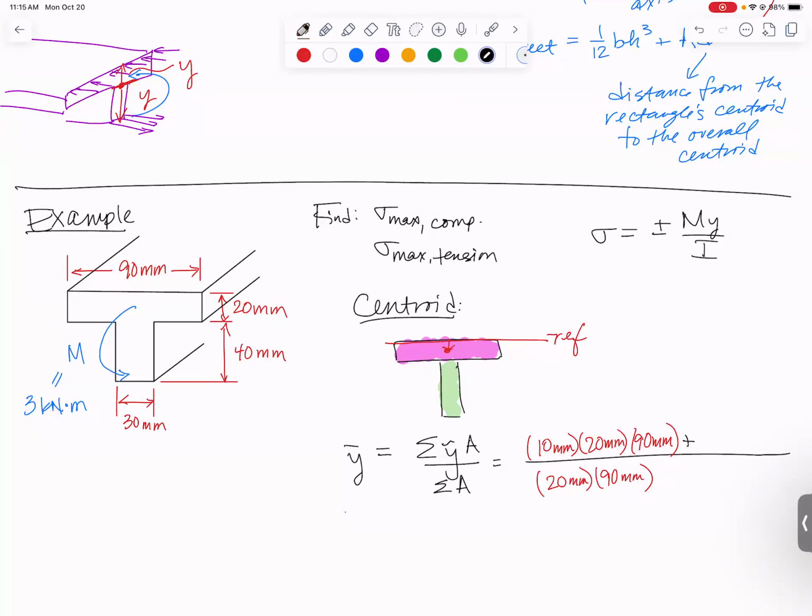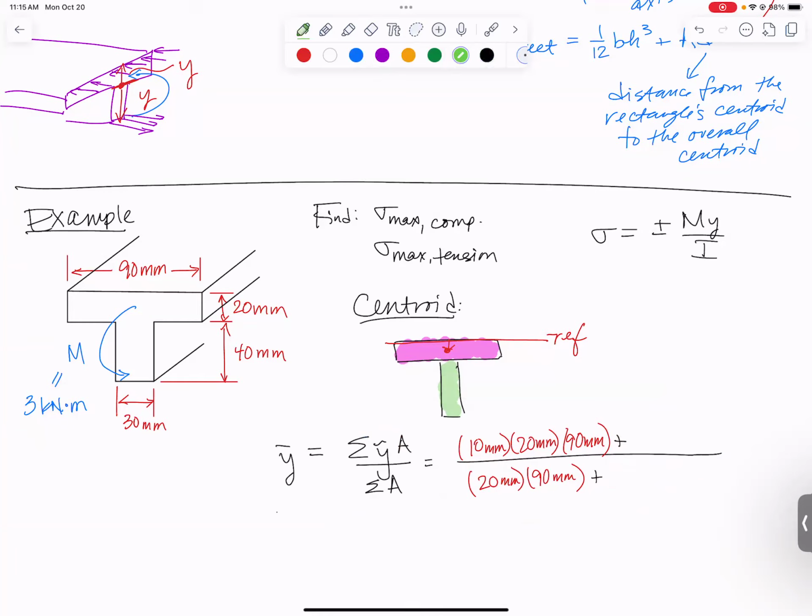Then we're going to add to this the stuff from the green. Green rectangle has an area of, it looks like it's 30 by 40 millimeters. So let's put that in the bottom and on the top of the fraction, leaving some space for the centroid location for that green rectangle. Its centroid is going to be right in the middle of the shape, and I need to find out how far is that from that reference axis.